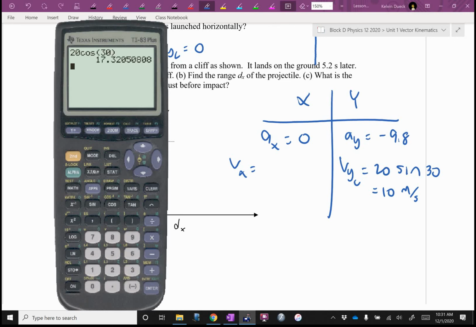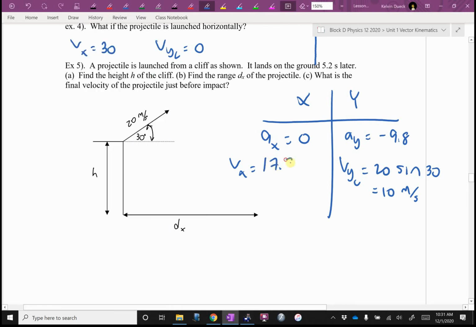$17.3. You're right, 17.32. Oh, and everybody, look up. T equals 5.2. T equals 5.2.